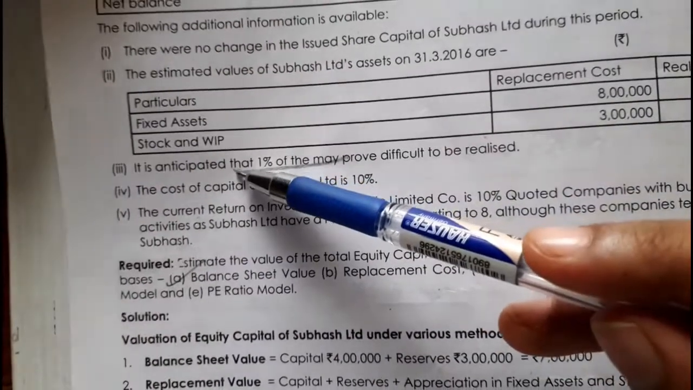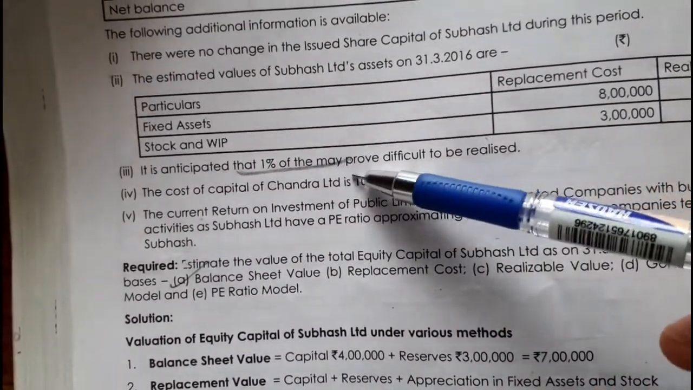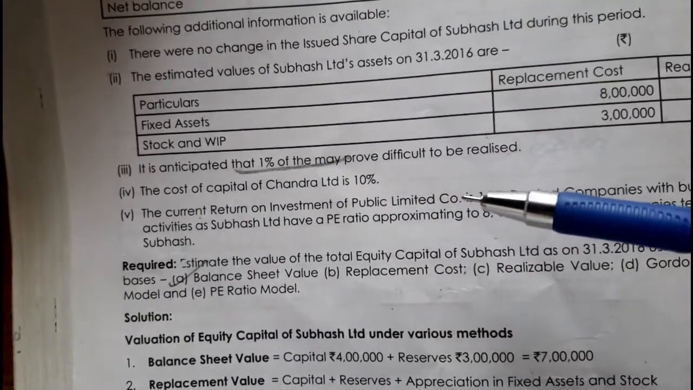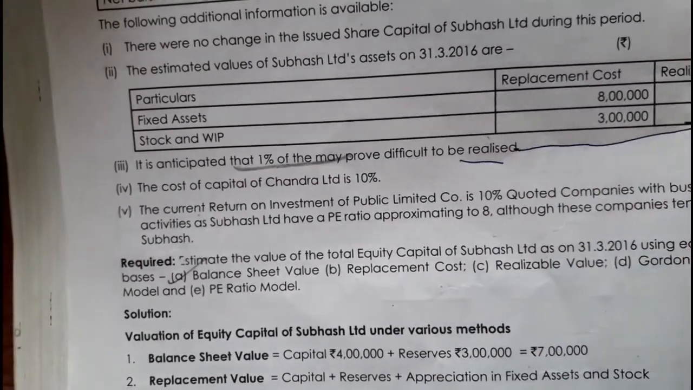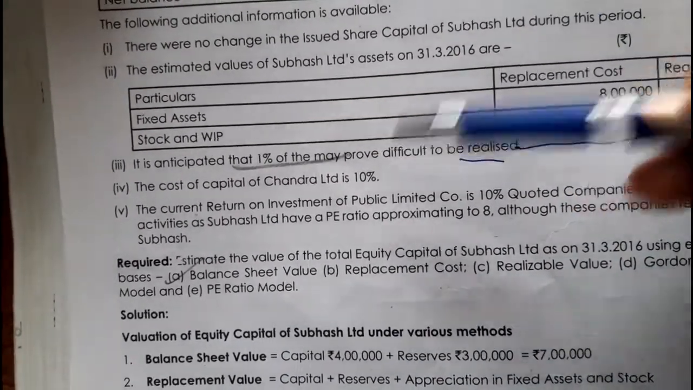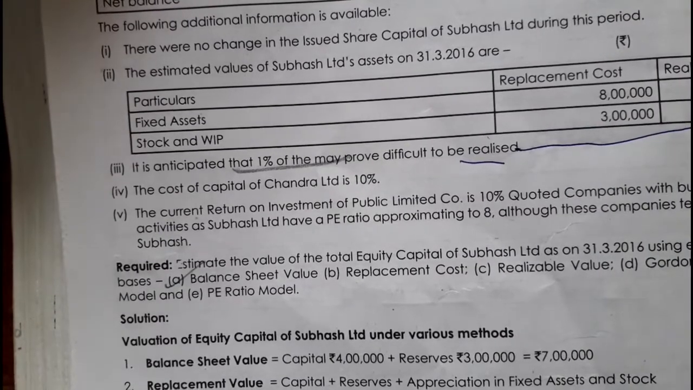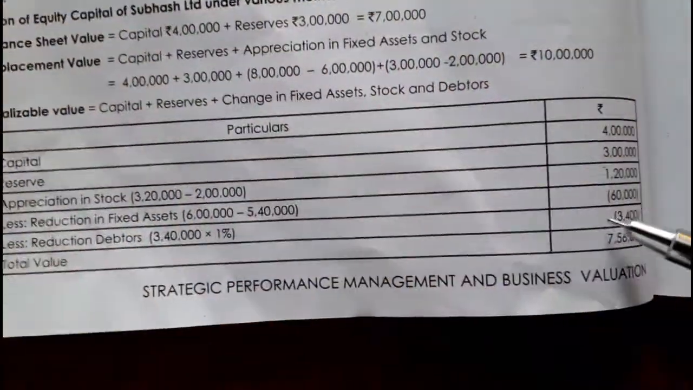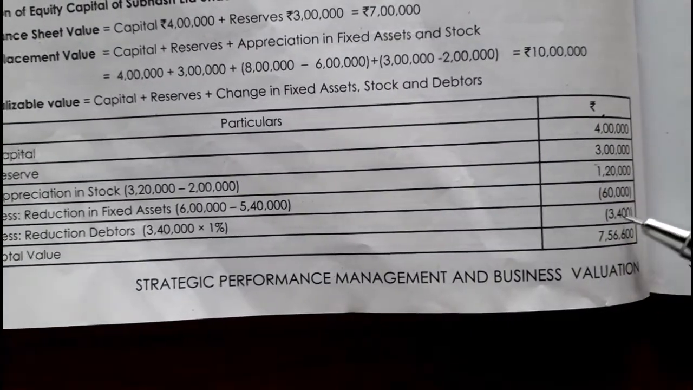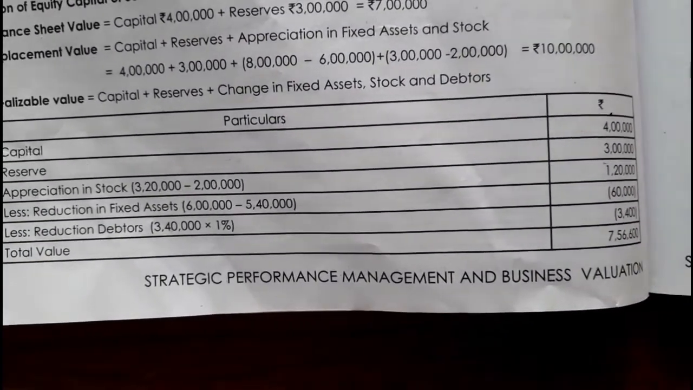Here, in the third point, it is told that it is anticipated that 1% of the debtors may prove difficult to be realized. So we have assumed that this will only affect the realizable value. So 1% would be like bad debt, so we have to reduce that from the debtors. So the equity value would be 7,56,600.